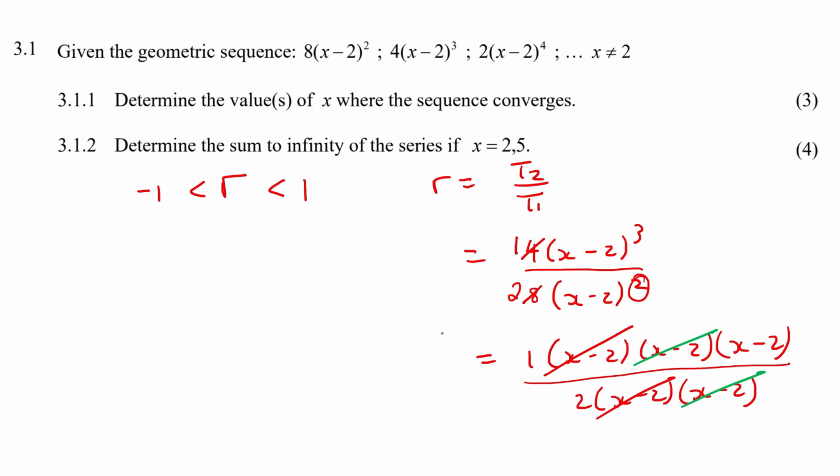And so what we are left with then is, at the top you've just got x minus 2. You can ignore this 1, it doesn't really do anything. And then at the bottom you've got a 2. So that is your r. So I'm going to now put that over here, x minus 2 over 2.